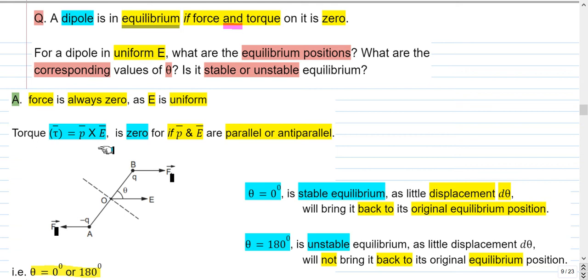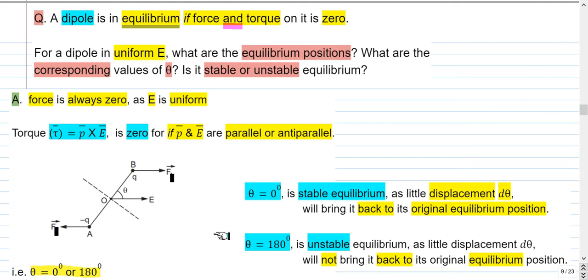And sine theta can be 0 for theta being 0 or 180 degrees. So two positions are possible where the net torque is 0. So there are two equivalent positions corresponding to P and E being parallel, that is for theta equal to 0, and anti-parallel where theta is 180 degrees. Now we have to find whether this equilibrium is a stable equilibrium position or unstable equilibrium position.